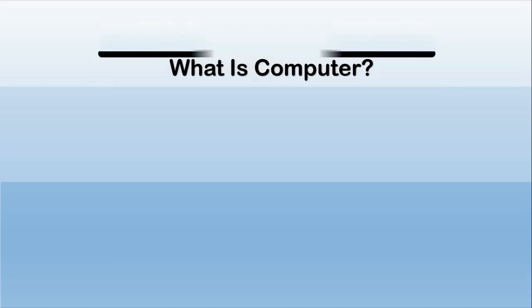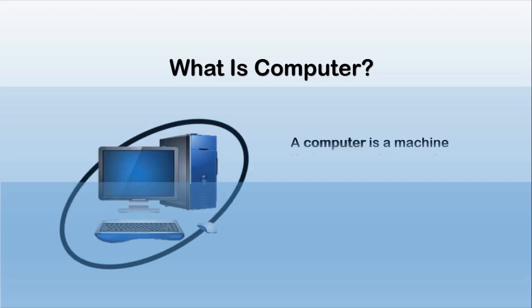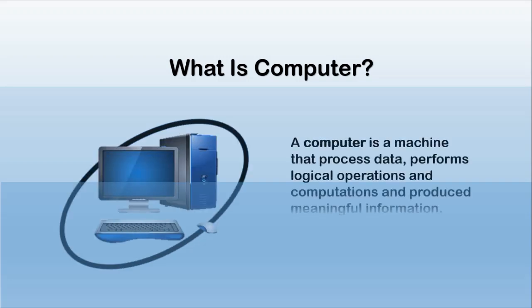For today's lesson, we will be discussing computer systems. In line with this, let us define what a computer is. A computer is a machine that processes data, performs logical operations and computations, and produces meaningful information. It is used to store and process data according to instructions given to it.